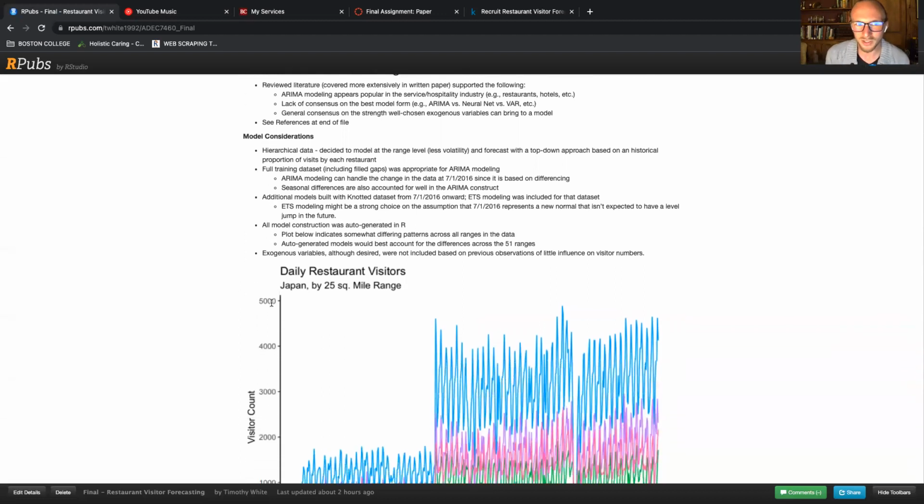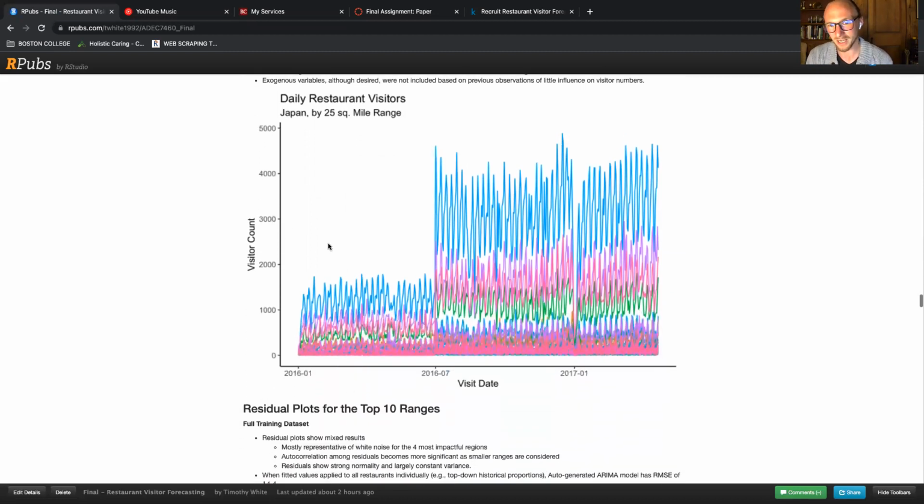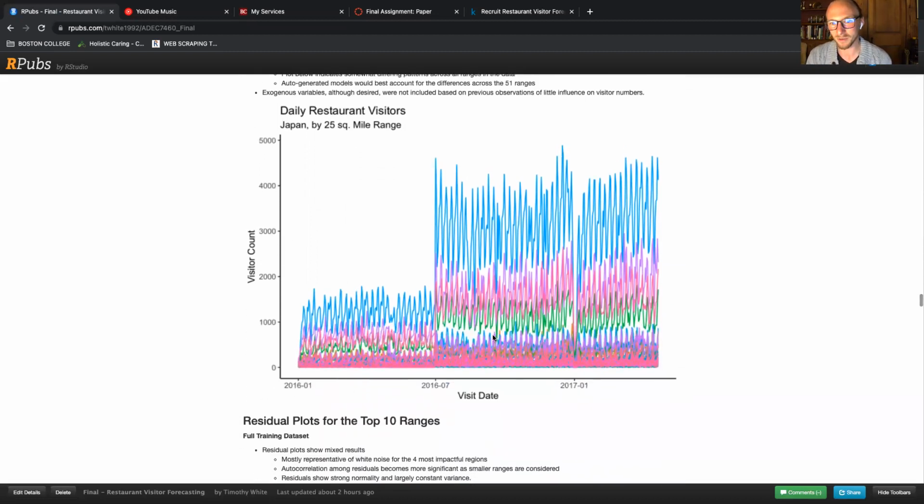So I've talked about my model considerations. Ultimately, I built 3. One on the full training data set was an auto ARIMA model. I went auto just to allow there to be different ARIMA models by range. It seemed as though there was some variation in the pattern of visitations, which you can see down here. This is the plots by range.